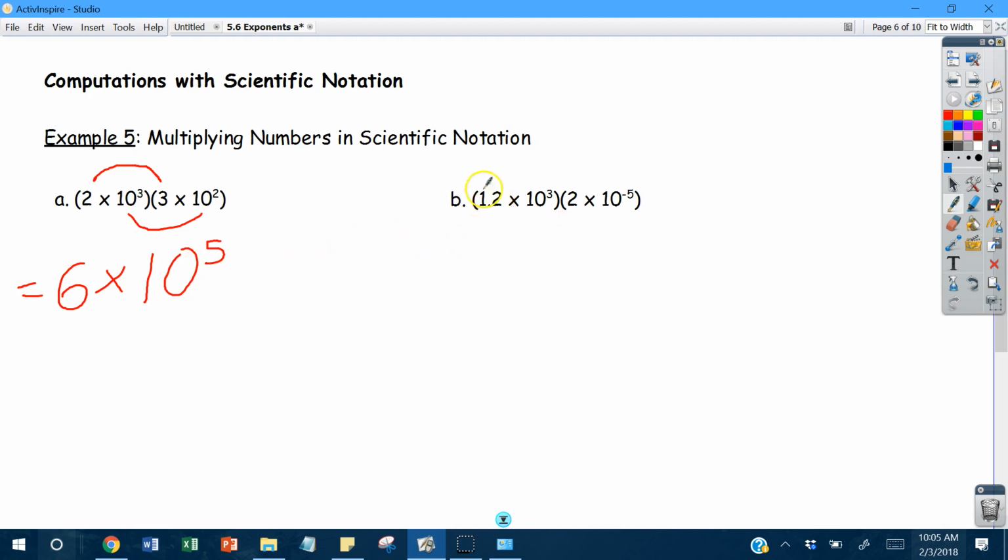Okay, we can do something similar here. We multiply the 1.2 times the 2, and the 10 cubed times the 10 to the negative 5th, and we end up with something similar. 1.2 times 2 is 2.4. And then 10 to the 3rd times 10 to the negative 5th, we just add those exponents, and you end up with 10 to the negative 2nd power. And that's what you would do there.